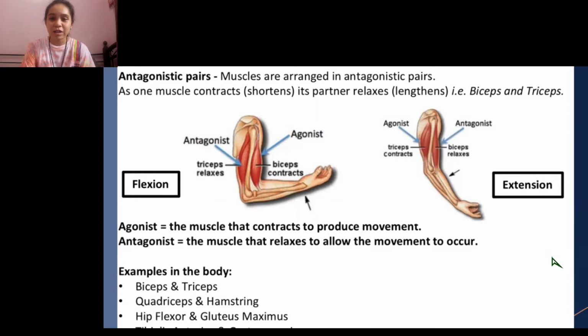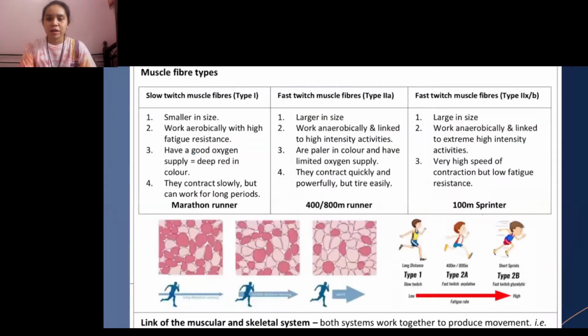Agonist is the muscle that contracts to produce movement. Antagonist is the muscle that relaxes to allow the movement to occur. Examples in the body include biceps and triceps, quadriceps and hamstrings, hip flexor and gluteus maximus. There are three types of muscle fibers.